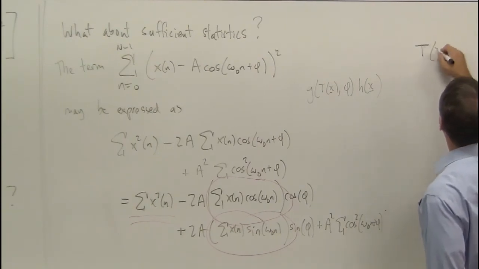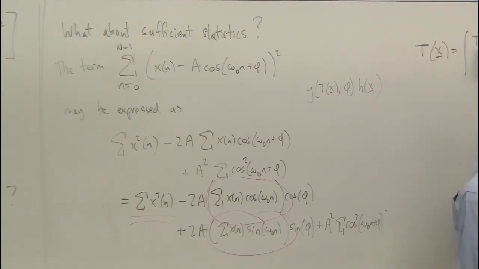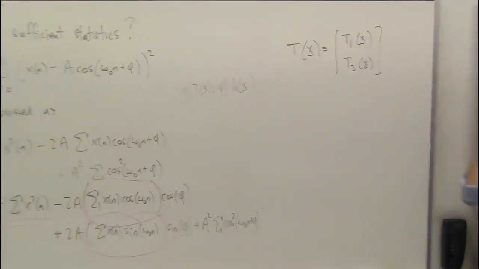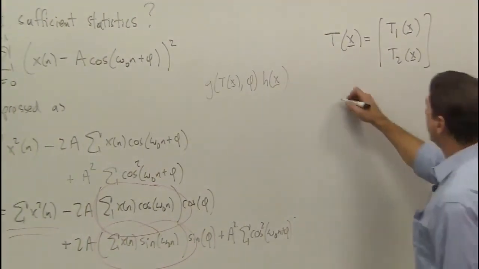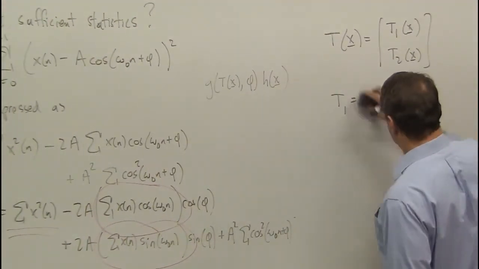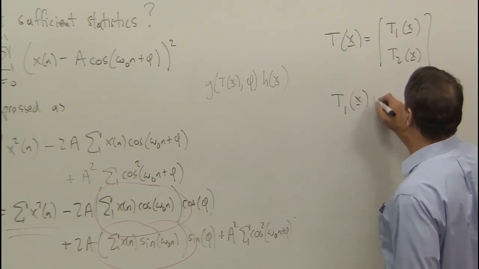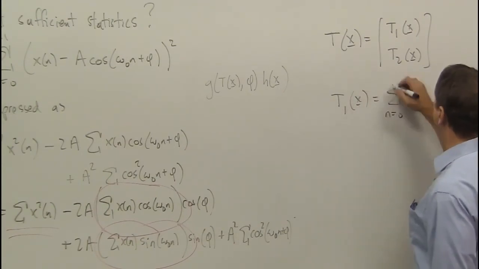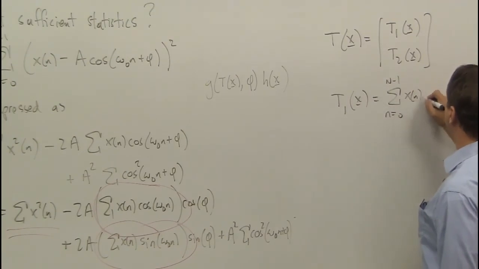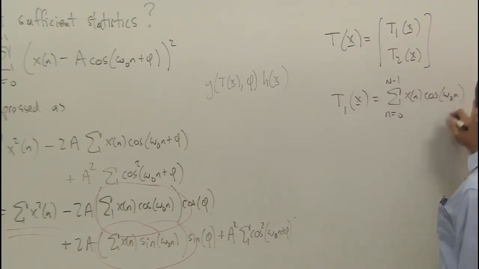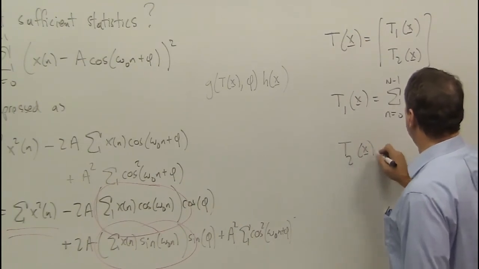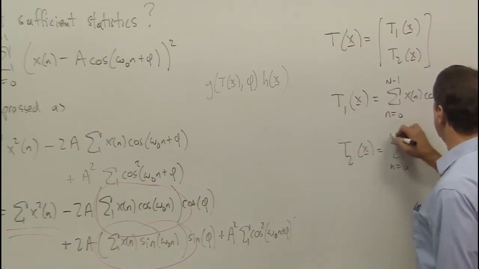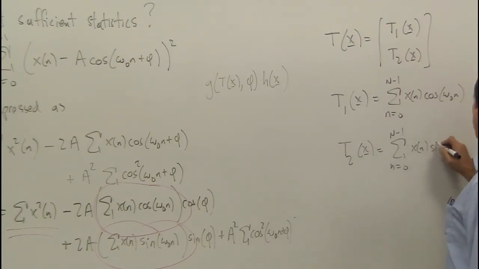So the sufficient statistic here, t, is going to be t1 of x and t2 of x. I'm going to have a two-dimensional sufficient statistic. Right? T1 is going to be the sum over all the samples of x of n multiplying a cosine, and T2 is going to be the sum of x of n multiplying sines. Okay? Now, what's the meaning of this?